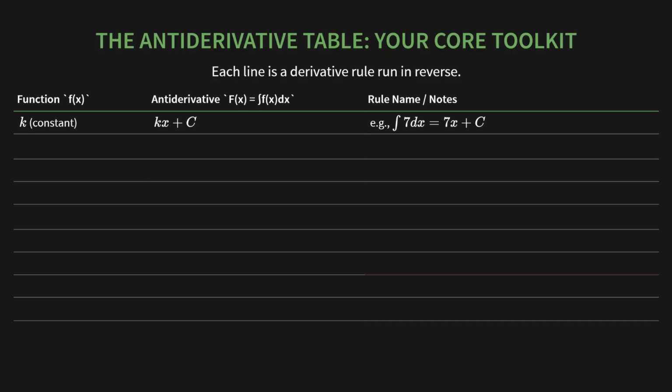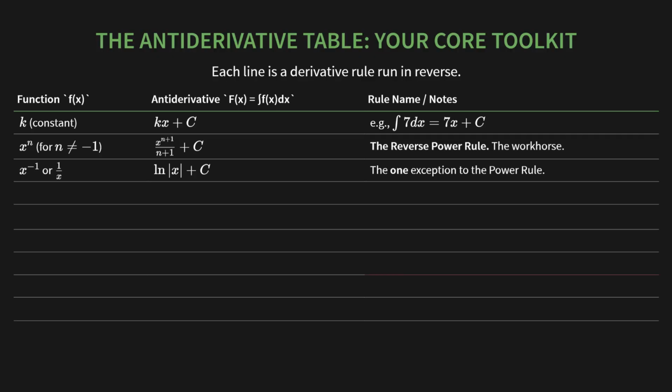Next, x to the n. This is the reverse power rule, the workhorse. The antiderivative is x to the n plus 1 divided by n plus 1, plus c. You're going to use this all the time. Now, what about the one exception to the power rule? x to the negative 1, or 1 over x. Its antiderivative is the natural log of the absolute value of x plus c. Remember that special case. The integral of e to the x? That's the easiest one. It's just e to the x plus c.